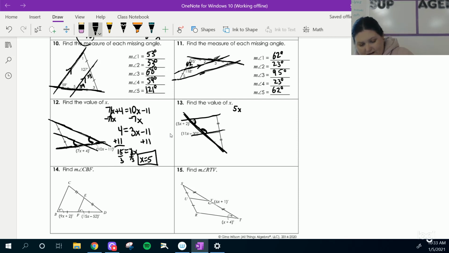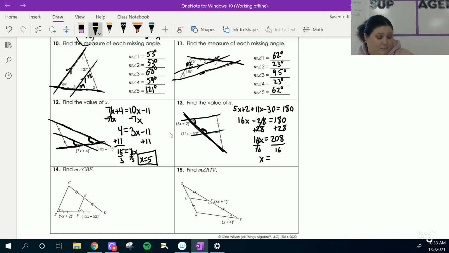So we have 5x plus 2 plus 11x minus 30 is equal to 180. So we combine our like terms. We get 16x minus 28 equals 180. We're going to add 28 to both sides. I get 16x equals 208. Then we divide by 16 on both sides, and x is equal to 13.